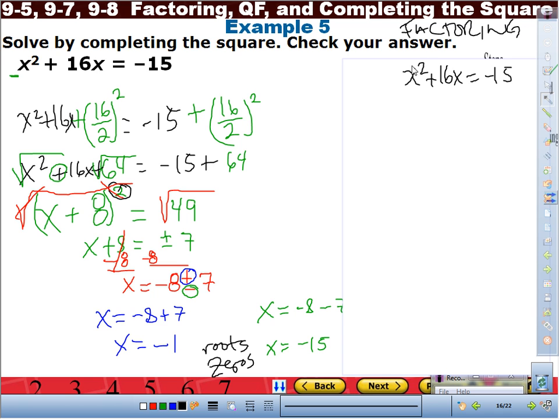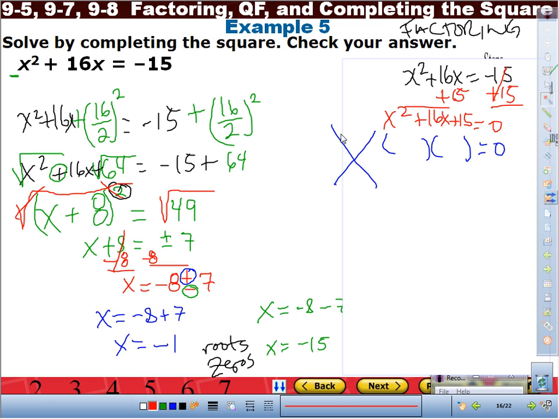All right, so let's look at this. In order to solve this by factoring, this has to be a trinomial, which means we need to make this equal to 0. So we add 15 to each side. This becomes 0 equals x squared plus 16x plus 15. Is that correct? From there we open our two parentheses. Is there a GCF? No.